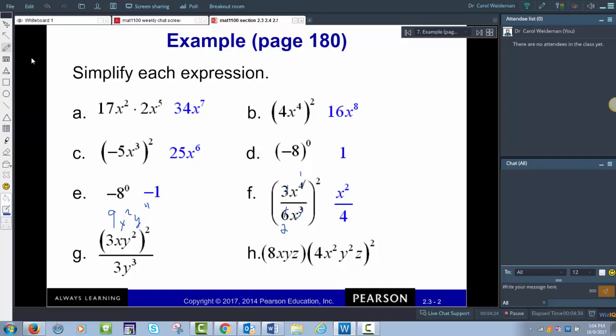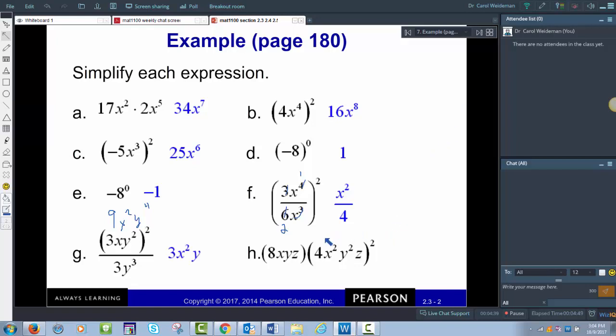Okay, and then I can go ahead and simplify between the numerator and denominator. 3 goes into 9 3 times, and the x squared is going to stay. This is going to be y to the 4th minus the 4 minus 3 is going to give me a y, so my final answer there is going to be 3x squared y.